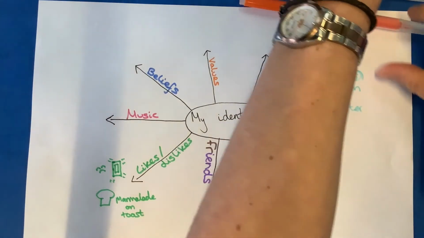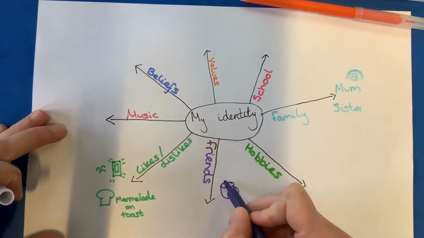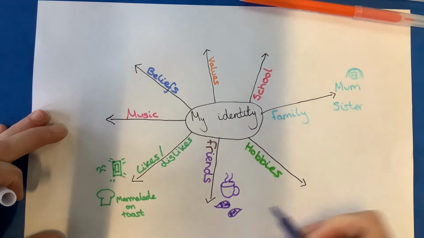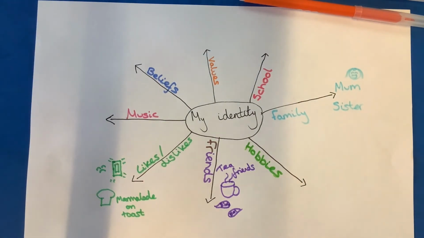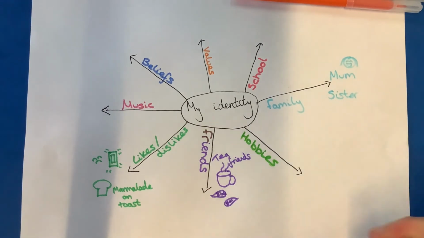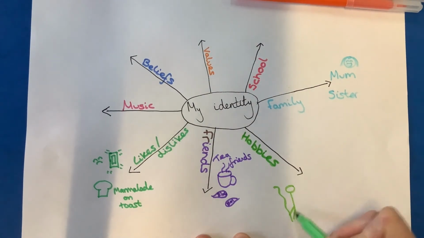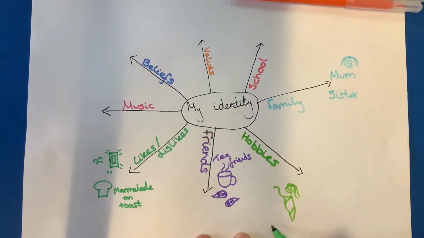Right, let's think. Friends. I have a nice little group of friends who I like to go and have tea with, and we chat for hours and hours. So I've got my little speech bubbles there. Tea friends. You can put whoever your friends are, you can put their names or you could draw pictures of them. So for hobbies, my favourite hobby is climbing. I'm going to draw a little bit of a rock, and then there's me with a big smile and some hair climbing a rock.